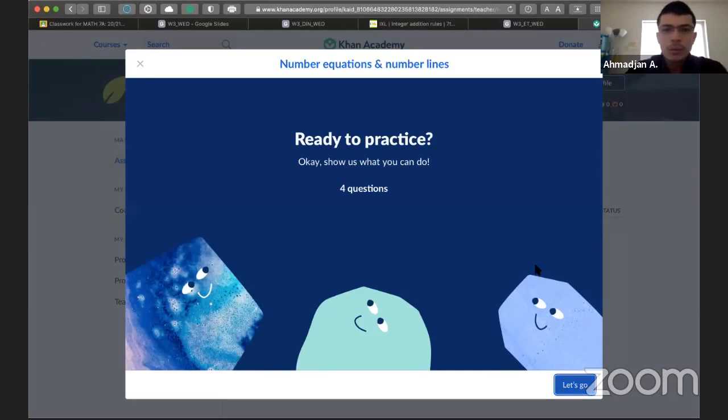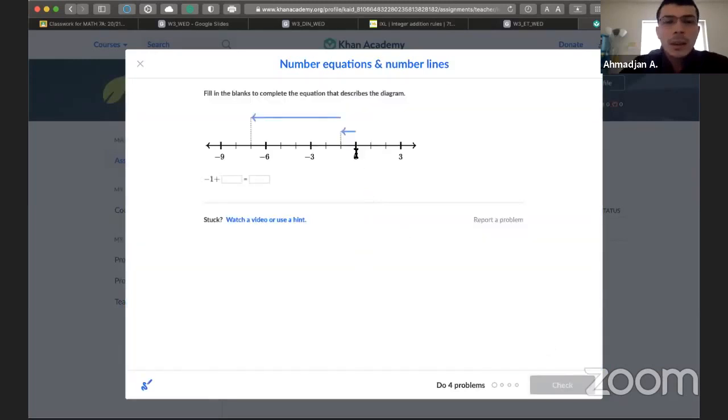And let's go. So you just need to type here the missing number in this equation. Look at the graph, look at this number line, and tell me the value of these arrows. And when you find the value of these arrows, you need to put also the sign of those numbers, okay? This is what I mean.